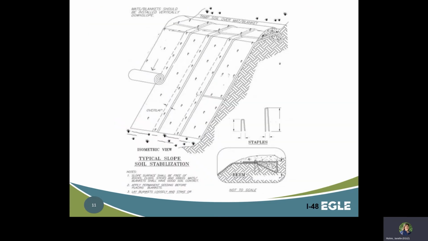Here's a diagram of installation of mulch blanket on a slope. Again, we see trenching at the top of the hill and mulch blankets installed so they overlap each other. The diagram includes specifications for staple size and spacing.